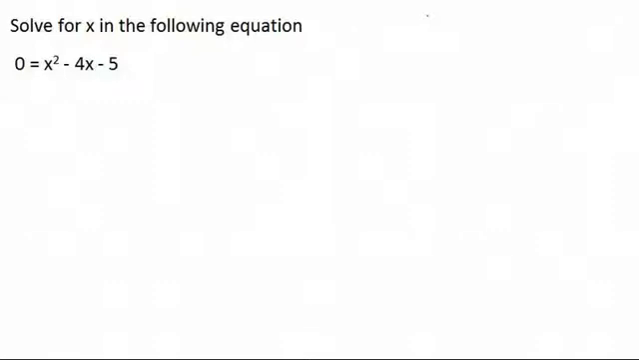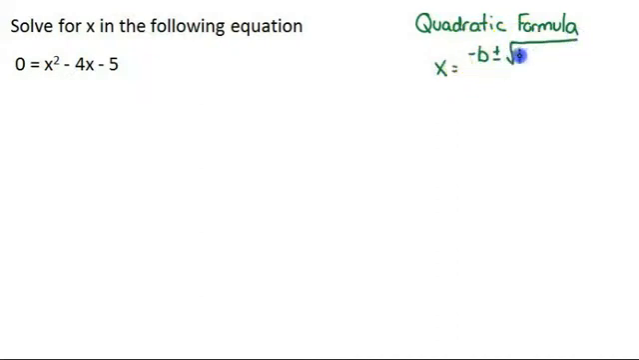In this video, we're going to solve for x in the following equation, and we're going to use a formula to do it, and that formula is called the quadratic formula. Now, you do have to memorize this, and the form is x equals negative b plus or minus the square root of b squared minus 4ac all over 2a.